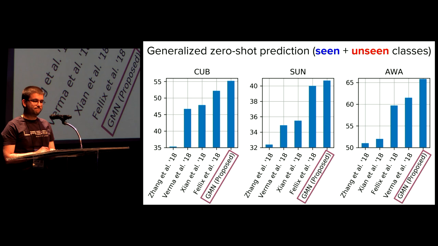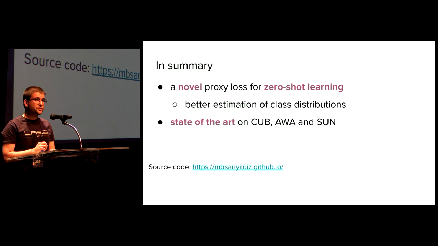So in summary, we propose a novel loss function, proxy loss, for zero-shot learning, which enables us to estimate the class distributions better and therefore leads us to state-of-the-art results on these data sets.